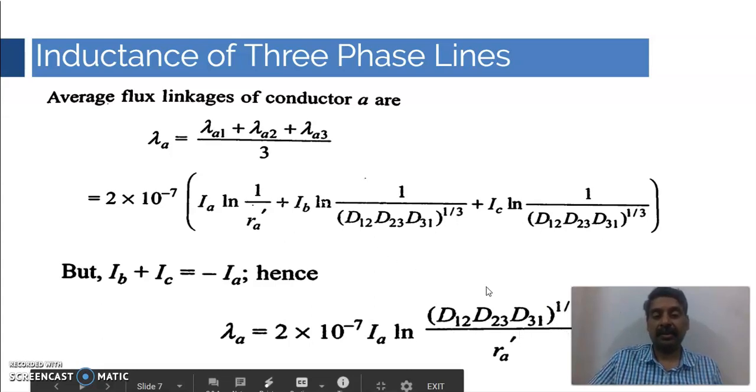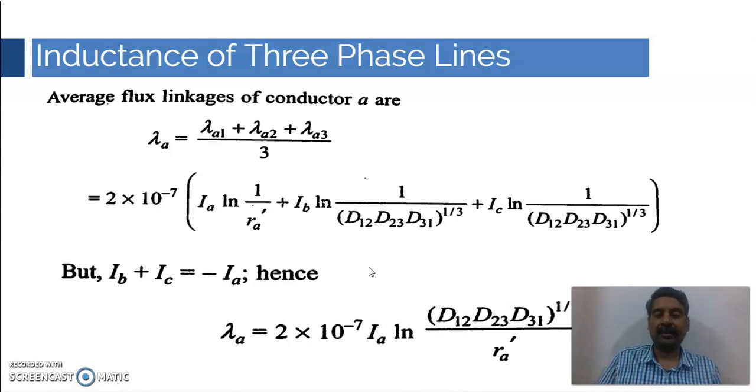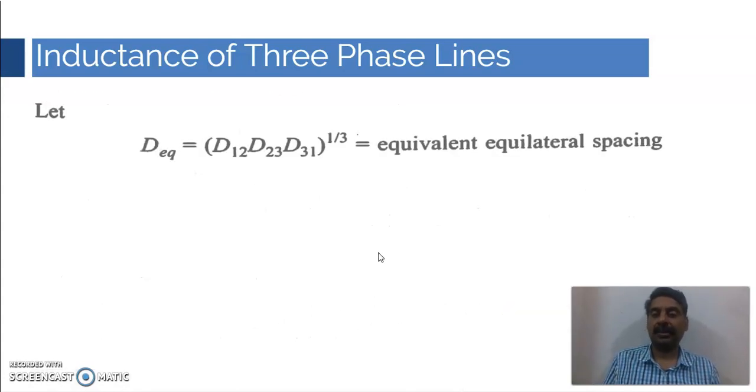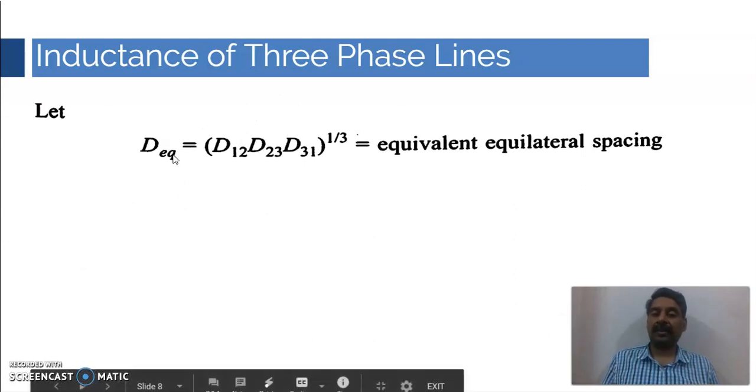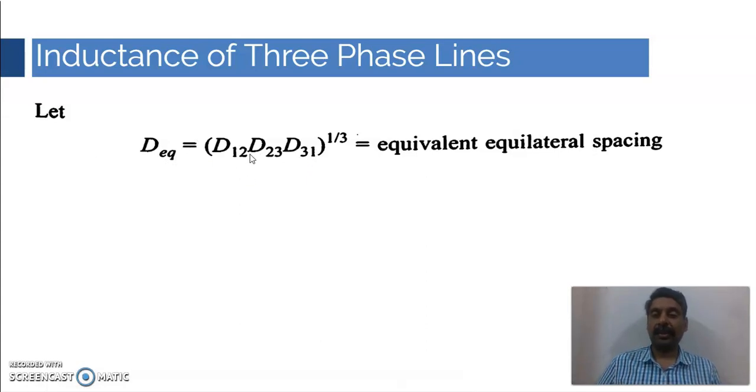Okay. So if you consider this D12, D23, D31, it's like mutual GMD, and RA dash is like self GMD, and this cube root of D12, D23, and D31 can be considered as mutual GMD. Okay, we are getting similar equations to what we have already seen. So here we are simplifying the equation by considering this cube root product D12, D23, D31 as D equivalent. Okay, so we are calling it equivalent equilateral spacing.